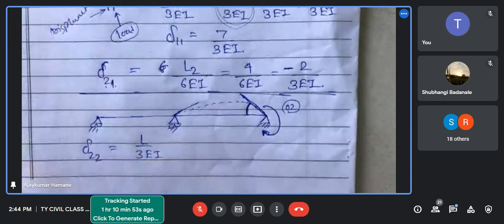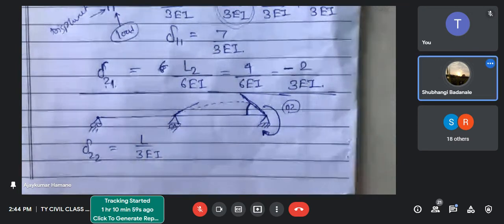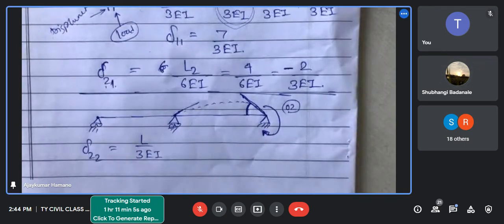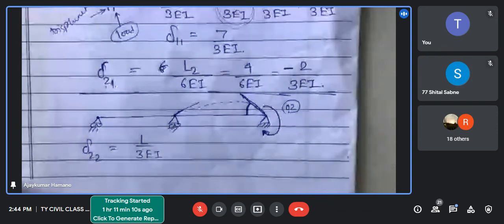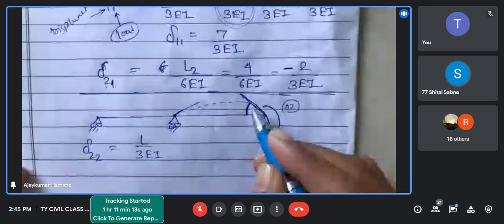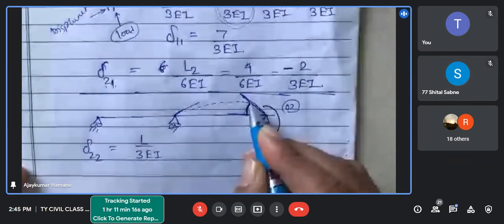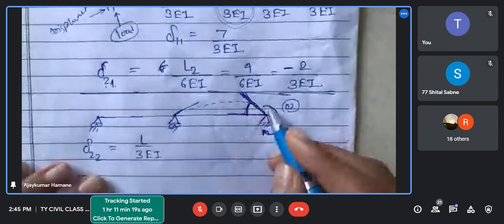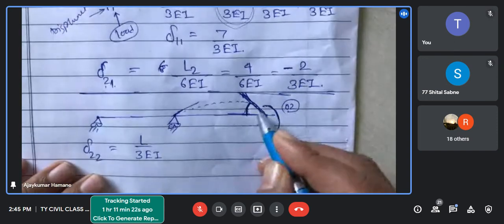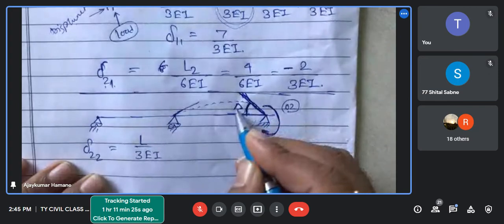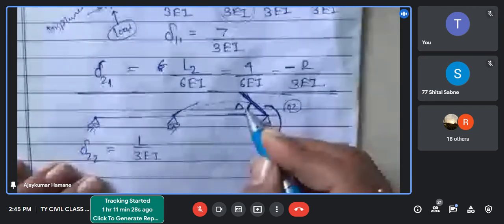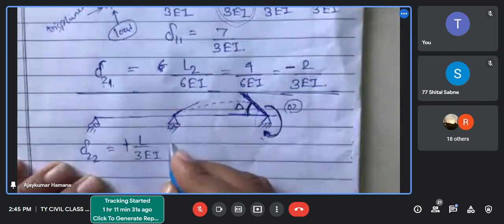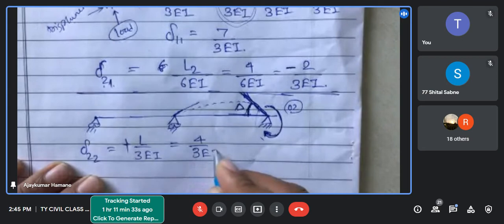Plus or minus? Minus? Why minus? See this, I have shown an upward slope and I have considered upward. The moment is clockwise, and this clockwise moment gives us an upward slope. So this slope and this slope are matching due to this moment. That's why it is plus 4 divided by 3 EI.